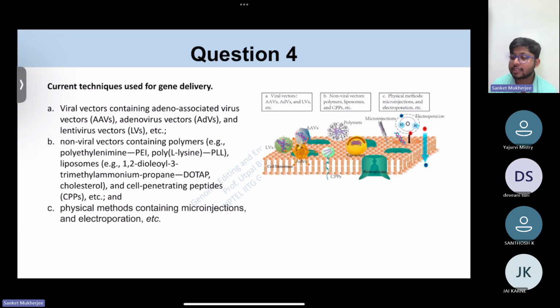So we have already discussed it. It's already there in the slides also. These are the techniques used for gene delivery. This is an excerpt taken from your slide. We could deliver through viral vectors like adenoviral vectors, adeno-associated viral vectors or lentiviral vectors. Then there are non-viral vectors like polyethylenimine, poly-L-lysine, liposomes, and all those kinds of things. And there are physical methods also. We have already discussed this.